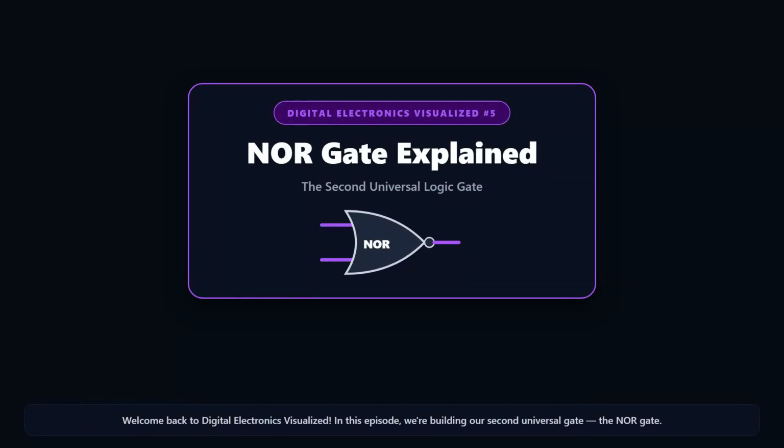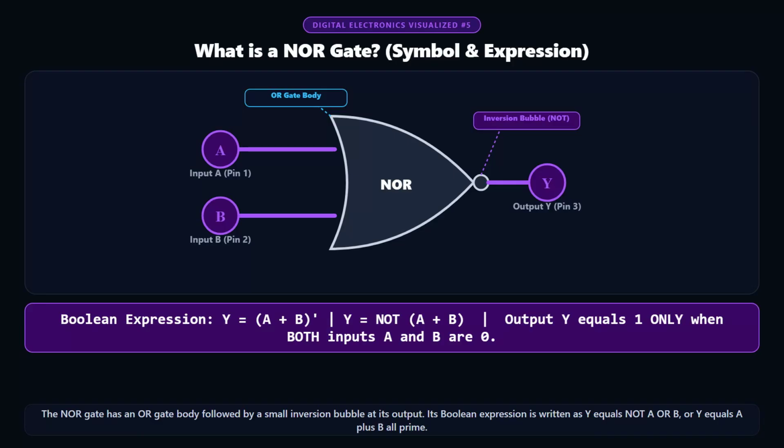In this episode, we're building our second universal gate, the NOR gate. The NOR gate has an OR gate body followed by a small inversion bubble at its output. Its Boolean expression is written as Y equals NOT (A OR B), or Y equals (A + B) prime.